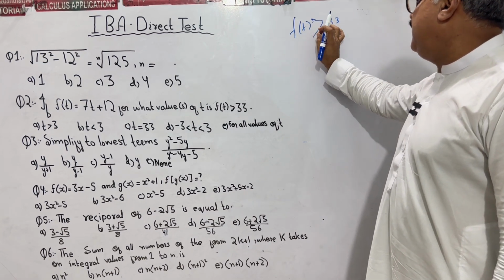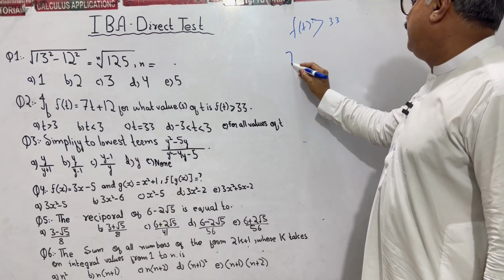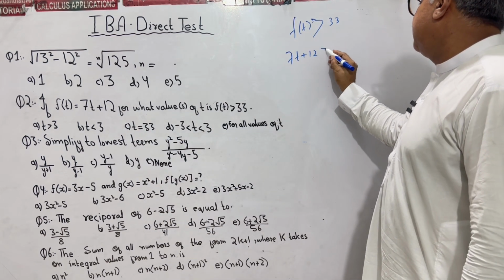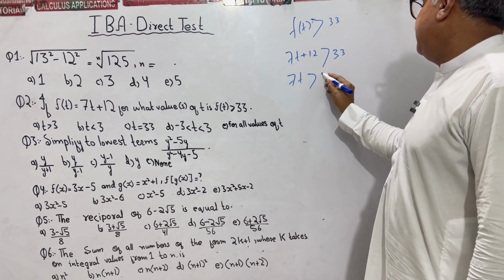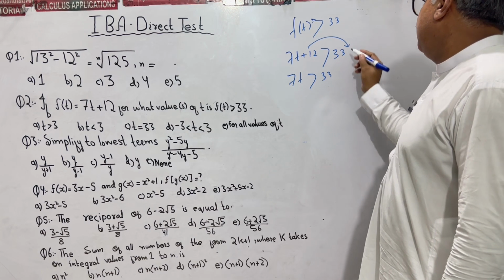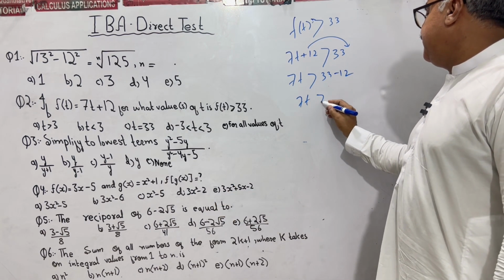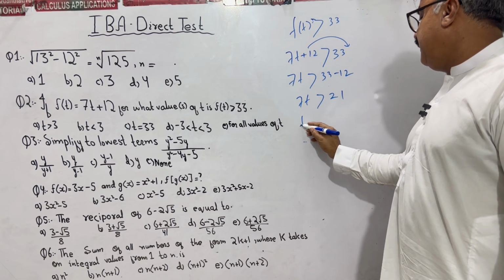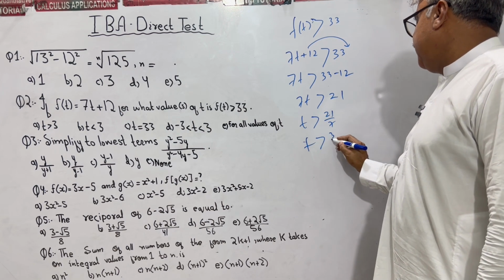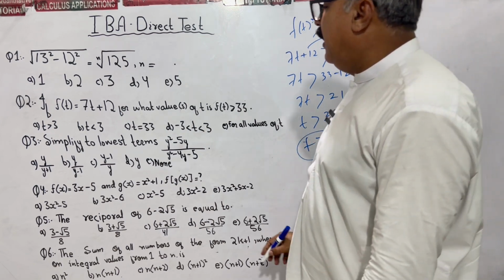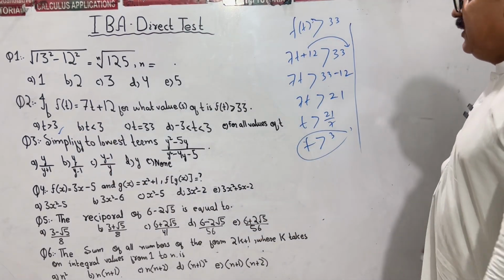Simply, how to solve the inequality? What is the value of f of t? 7 times t plus 12. 7 times t plus 12 is greater than 33. Solving for t, switch over positive 12 from left to right as negative. 7 times t is greater than 21. Dividing by 7, t is greater than 21 over 7. So t is greater than 3 is our option in that case. One can verify by putting in the values as well. t is greater than 3.